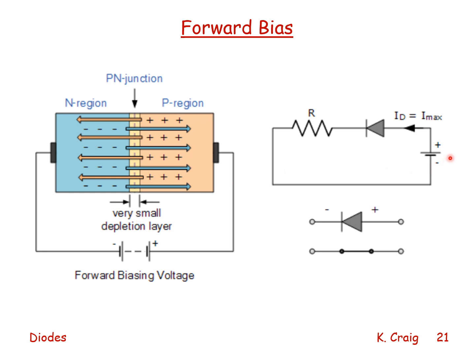When the battery is connected as such, positive to the anode, negative to the cathode, current flows through the diode in the direction of the arrow and then through the resistor. The diode behaves ideally like a short circuit.